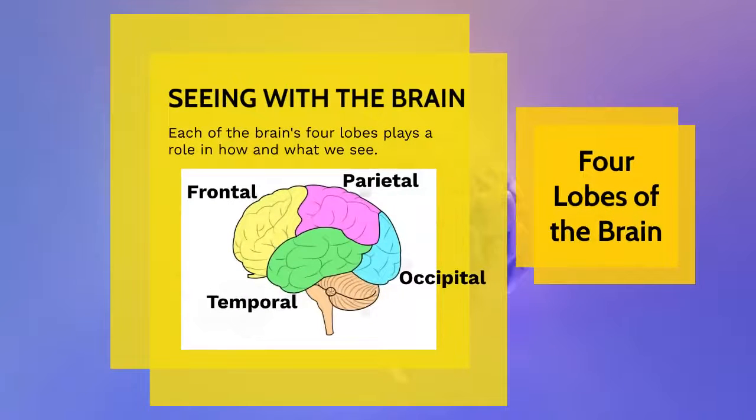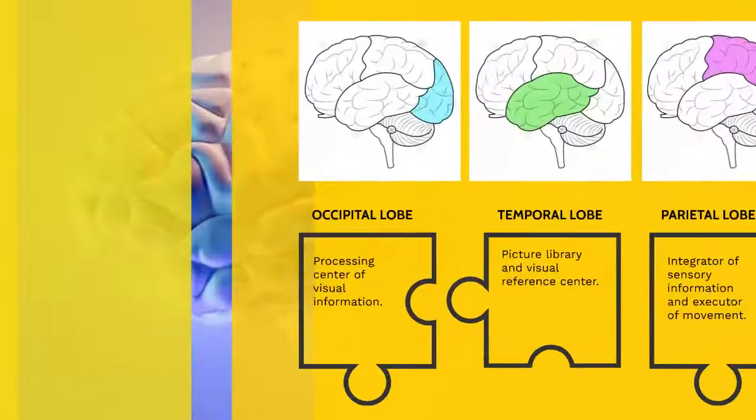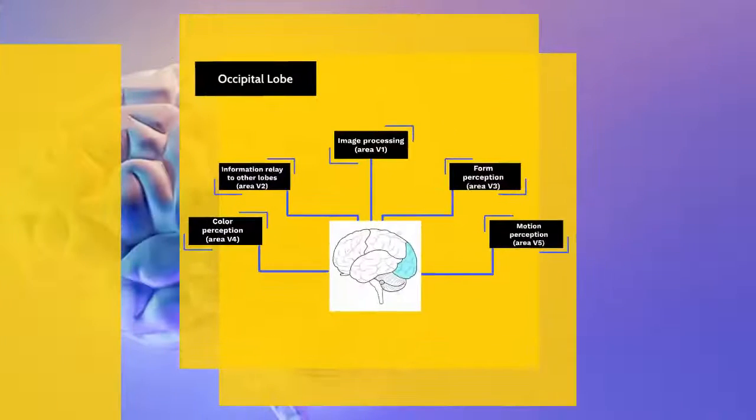Seeing with the brain. Each of the brain's four lobes plays a role in how and what we see. Let's take a closer look. The occipital lobe is the processing center of visual information. It is responsible for image processing in area V1, image information relay to other lobes in area V2, form perception, area V3, color perception, area V4, and motion perception, area V5.